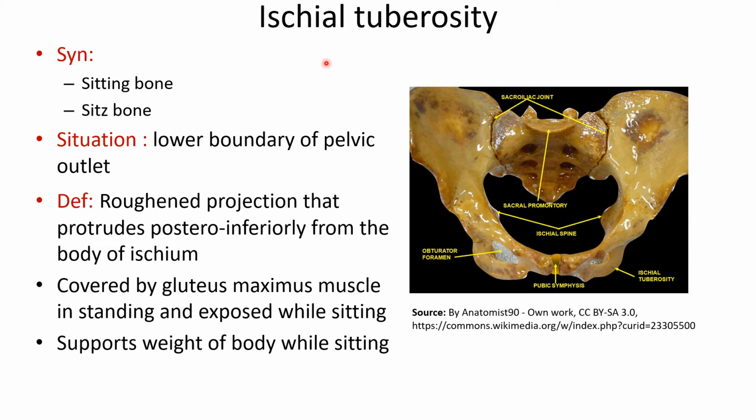The ischial tuberosity is also known as the sitting bone because when a person is sitting, the part of the bone that is coming in contact with the sitting surface is the ischial tuberosity. That is why it is called the sitting bone. It's also called the sidge bone.